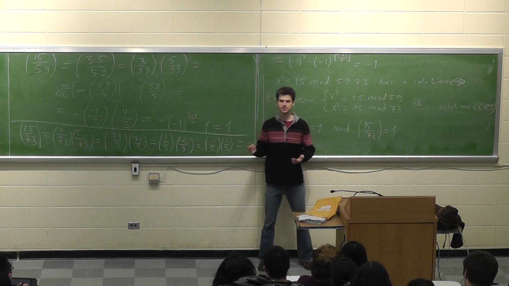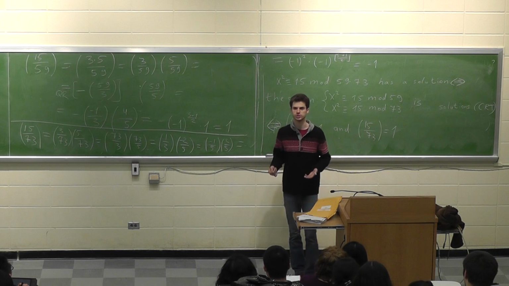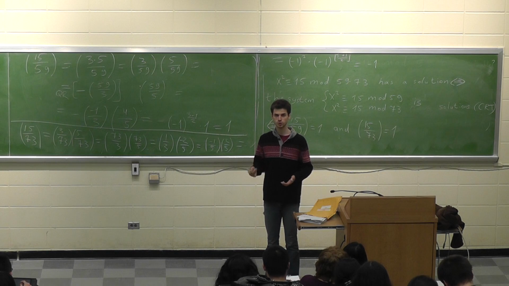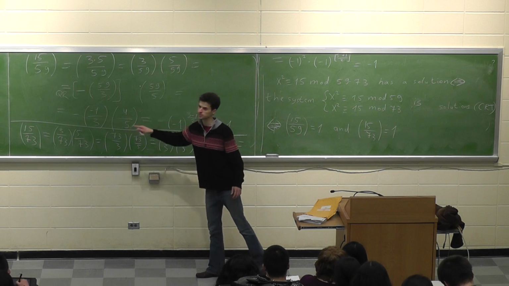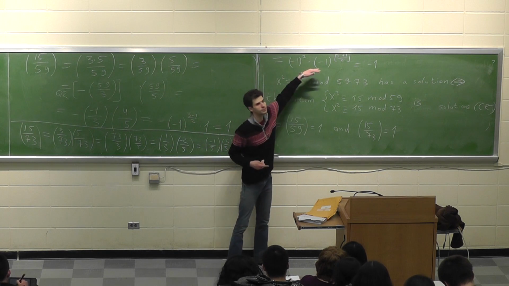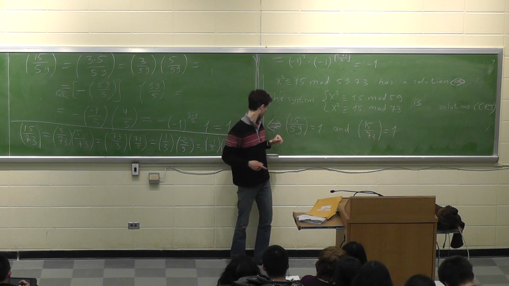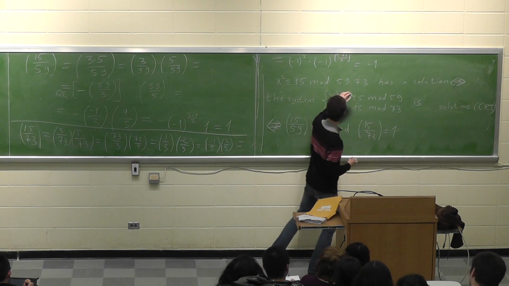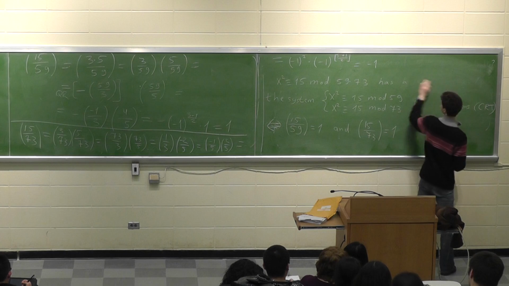The conclusion is our congruence has no solutions. It has no solutions modulo the product 59 times 73 because modulo one of them it doesn't have solutions. So x squared has no solution.